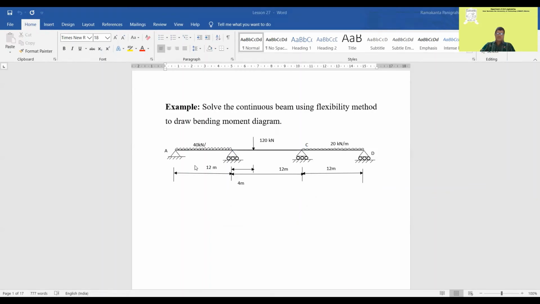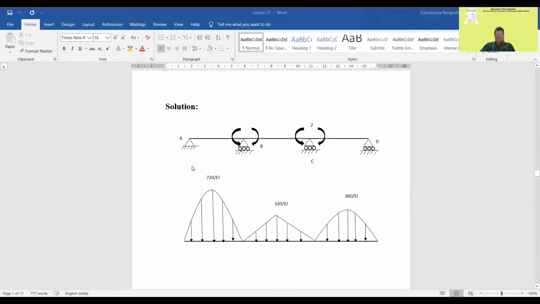Now let us go to this. As I have told, it is being taken as clockwise here, anti-clockwise here, clockwise here. So this has taken 1 and 2. This is your coordinate 1, this is your coordinate 2. So the moment at B and moment at C means you have to find the rotation at B and rotation at C. That means in the conjugate beam, you have to find the shear at B and shear at C. That will give the value.